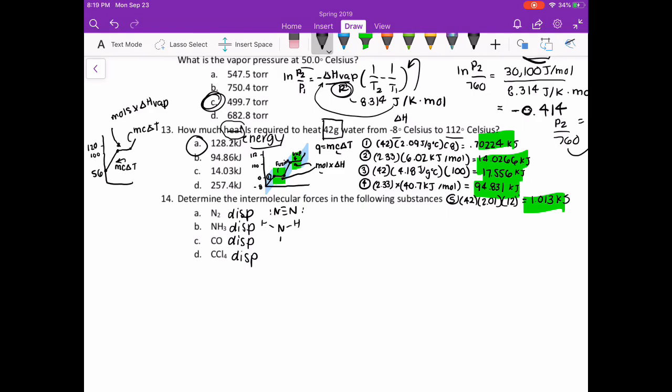When I have NH3, I'm going to have a lone pair on nitrogen. I'm also going to have N-H bonds, so I create dipole-dipole and hydrogen bonding. Those are the intermolecular forces present there. For carbon monoxide, carbon and oxygen have a polar bond, so I have a polar molecule there.